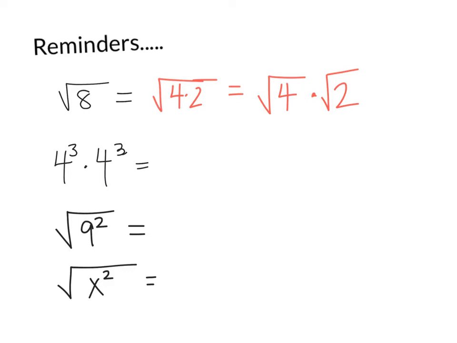Second thing we need to do a quick refresher on is your laws of exponents. So if I have 4 to the third times 4 to the third, that's the same as saying 4 to the 6th. So just as a quick refresher, you add those exponents.